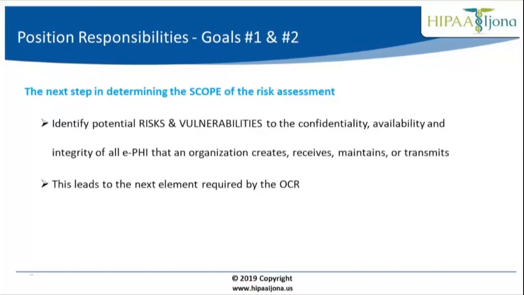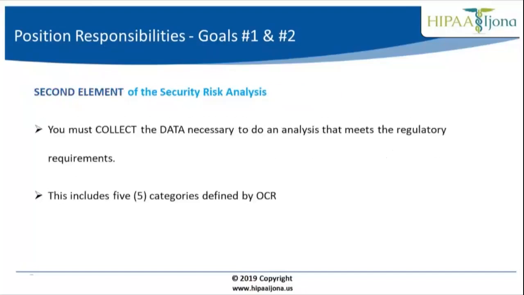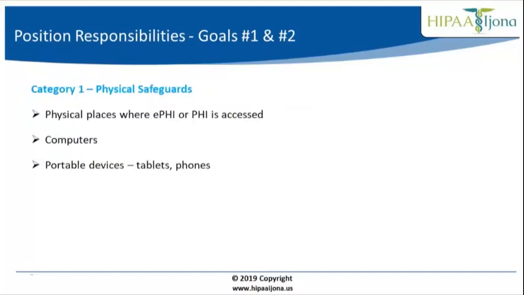Then the next step is to identify potential risks and vulnerabilities to the confidentiality, availability, and integrity of all electronic protected health information that you create, receive, maintain, or transmit. Now, this is going to lead to the next element required by the OCR, and that is you've got to collect data necessary to do the analysis that's going to meet regulatory requirements. This includes 5 categories defined by the OCR. Once again, I'm letting you know what the OCR is going to be looking for.